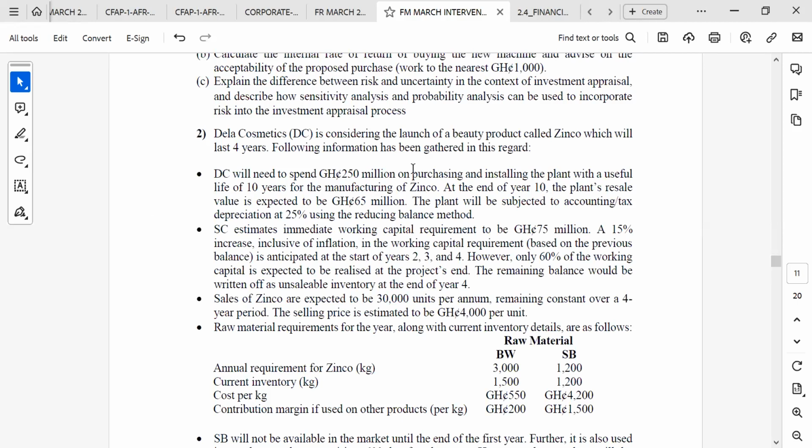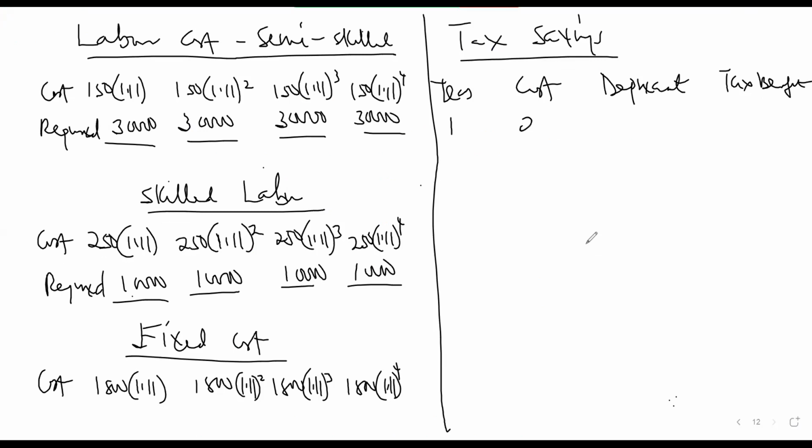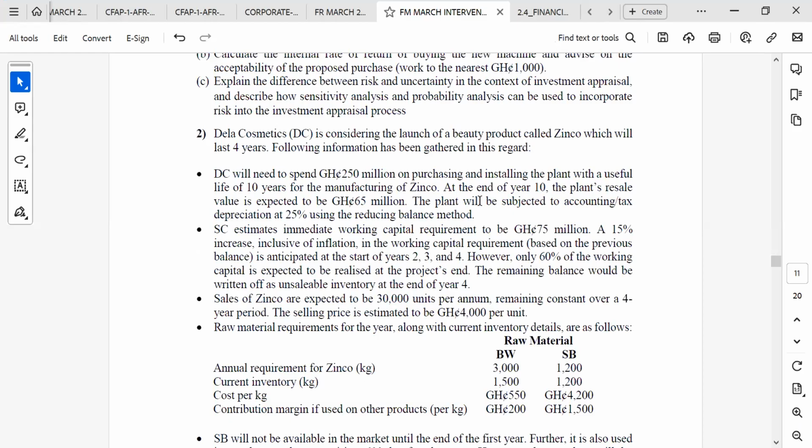What is the cost of the machine? 250 million. What is the capital allowance rate? The plant will be subjected to 10 years depreciation. That is the depreciation for what? The useful life is 10 years. Yes, but that will be the depreciation for the company. But you are going to take into consideration the capital allowance that the tax authority will be giving to you. The company is not going to be granting the capital allowance themselves. It will be the tax authority that will be granting the capital allowance.